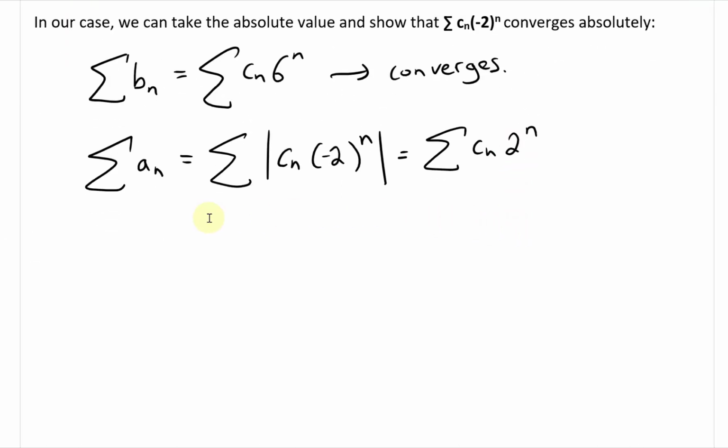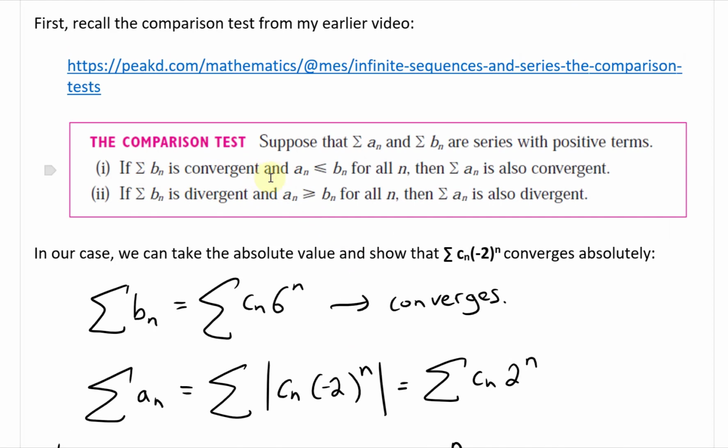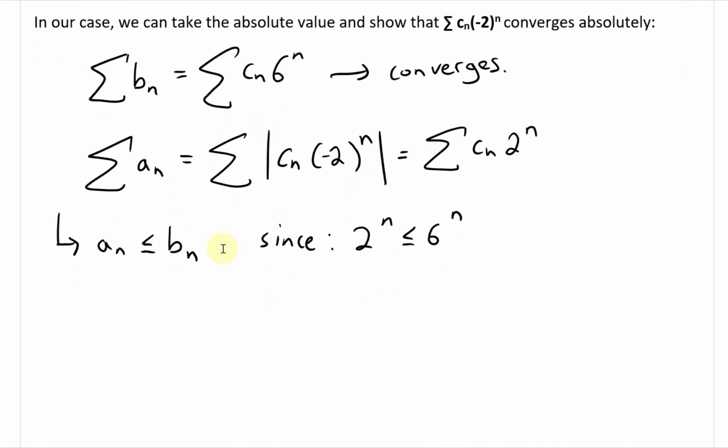And now what we have is these terms right here, an. Let's put this arrow like this. An is less than or equal to bn, since the only thing that matters is these ones, the Cn's are the same. Since 2 to the power of n is less than or equal to 6 to the n. The only time it's equal is when n equals 0, because n is going to be greater than or equal to 0. If n equals 0, then they're both equal to 1. So since this is always less than it, that means this an is going to be convergent, and in our case, the absolute values are going to be convergent.